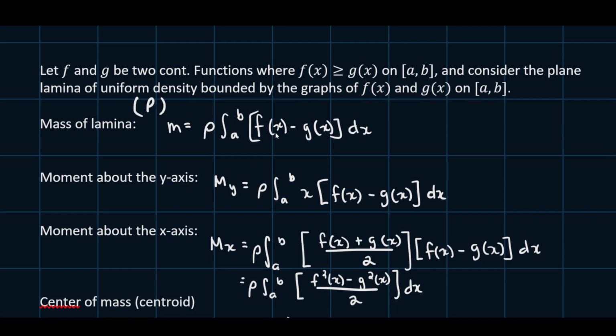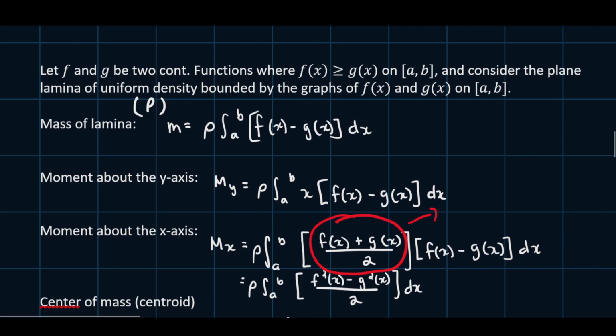Okay? Yung area would now depend on the two functions. And yung moment about the y-axis, same pa rin. Yung area lang yung napalitan, as well as dun sa moment about the x-axis. Okay, so for the moment about the x-axis, notice na yung ating distance from the x-axis is f of x plus g of x over 2.